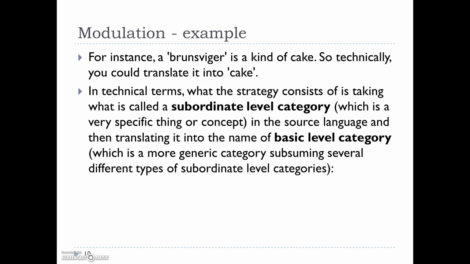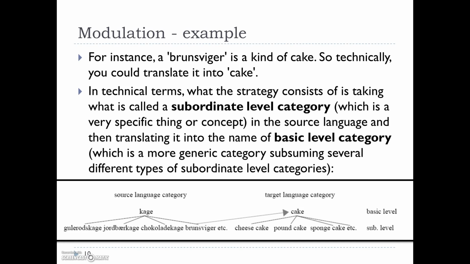Now let's look at the example to make this clear. So we can think about brunsviger, right? And we've talked about this numerous times, and obviously it's a kind of cake. So technically you could actually translate it into simply cake, right? This is a perfectly agreeable solution. So what we do then, because that's actually an example of modulation, what the strategy consists of is taking what we call the subordinate level category, all right, which is this very specific concept, that's the brunsviger basically. So you take that in the source language and then you translate it into the name of the basic level category. That's cake.